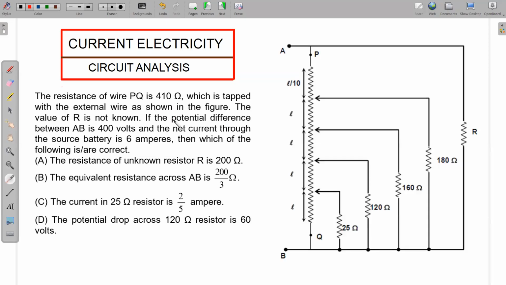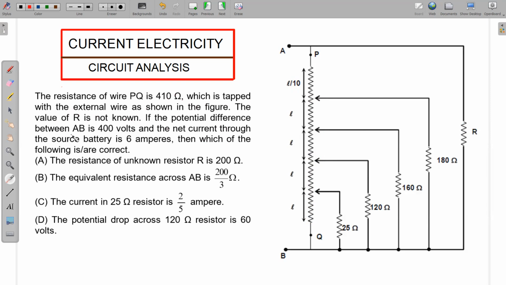Okay, in this question, we are given a resistance of wire PQ. You can see that this long wire over here is the PQ wire. The resistance of this PQ wire is 410 ohms, and it is tapped with the external wires as shown. So at various points, there are tappings on this wire PQ, and the value of this resistance capital R is not known.